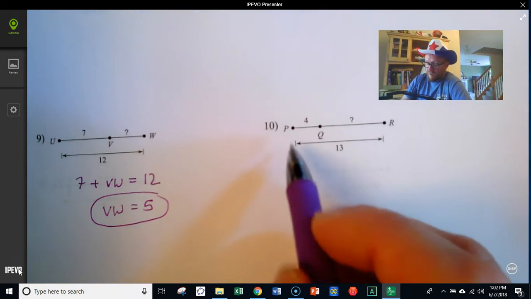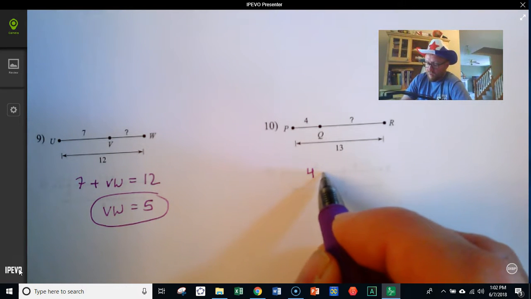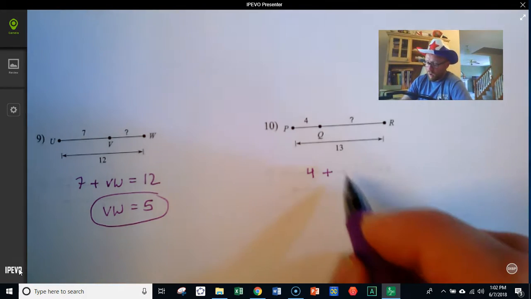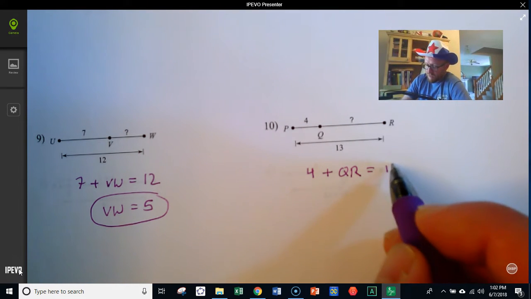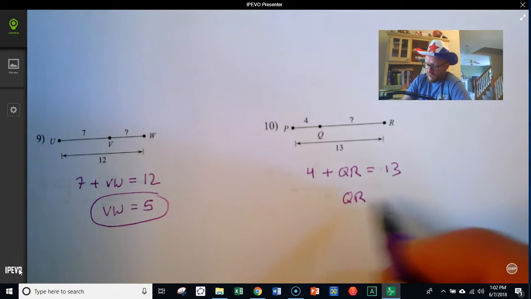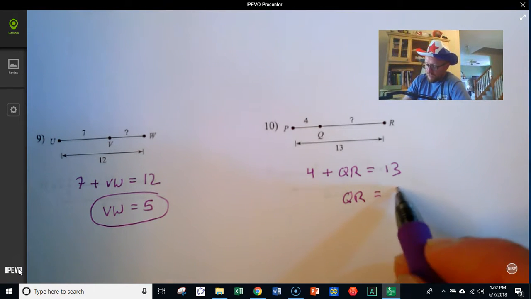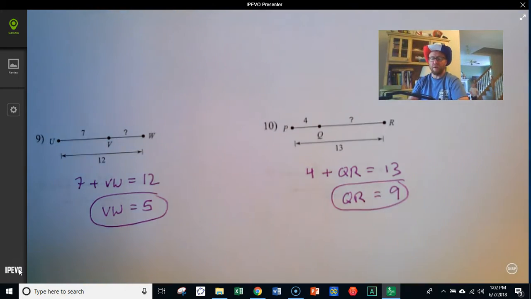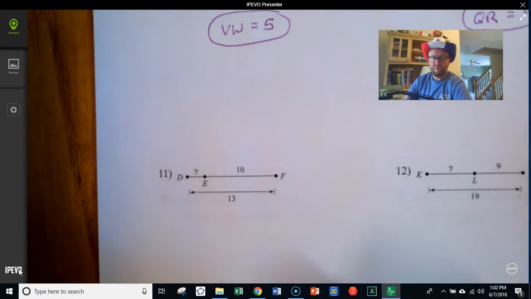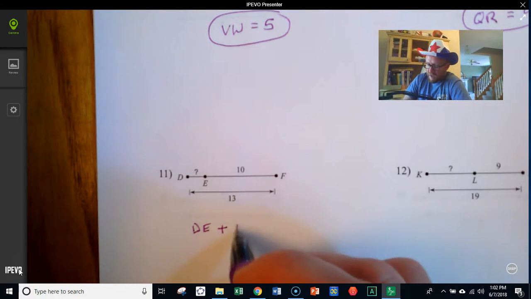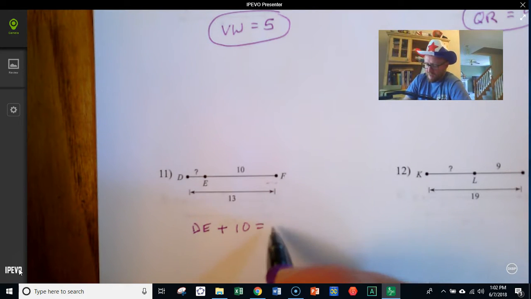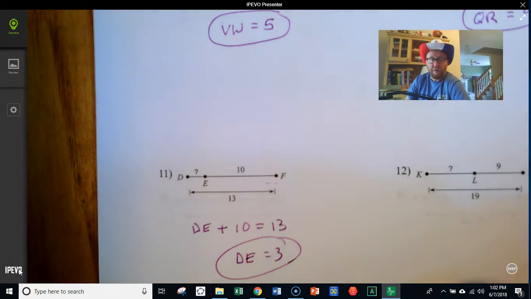Here, we've got that PQ, that's 4, plus QR, that's the one we're trying to find, equals PR, and that's 13. Take 4 from each side, and we get QR equals 9. All right, now down here, we've got DE, that's what we're trying to find, plus EF, that's 10, equals DF, and that's 13. Take 10 away from each side, and we get that DE equals 3.